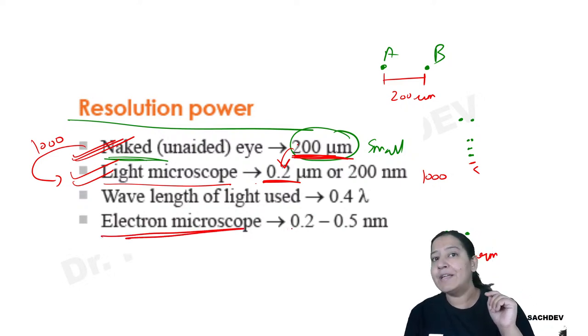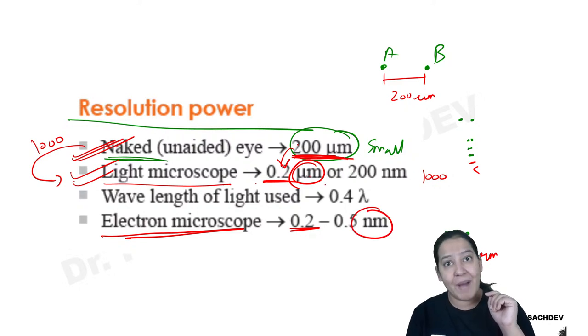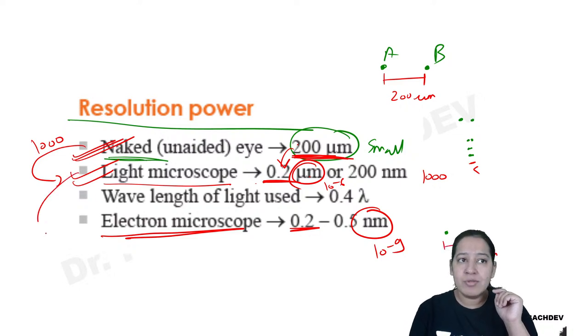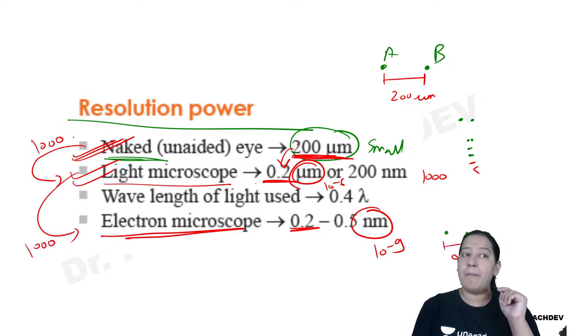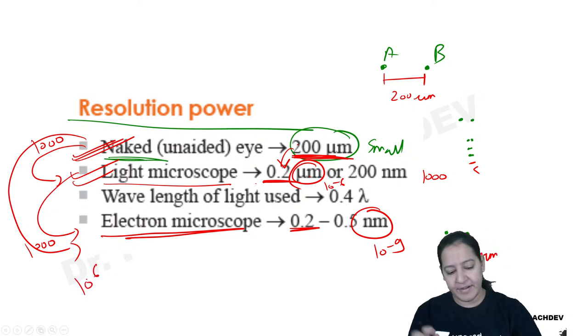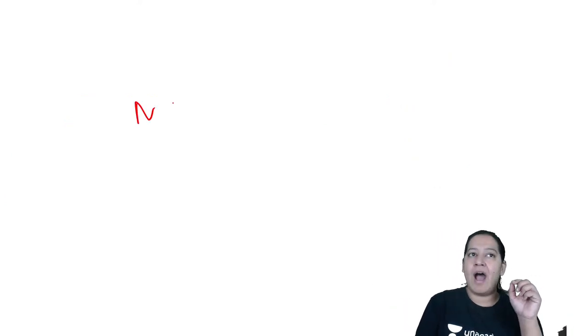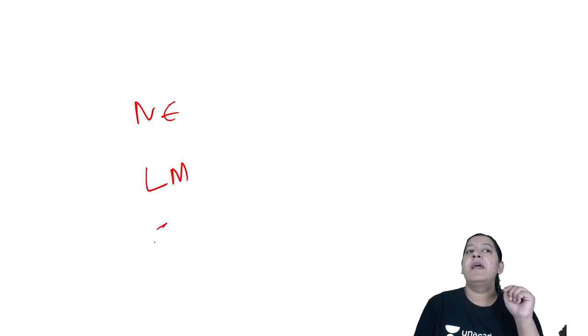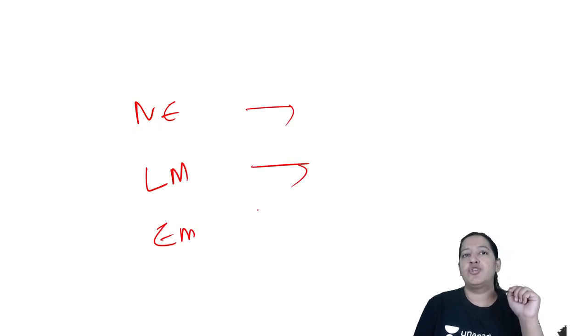It is 0.2, ye micrometer tha, ye nanometer ho gaya. Micro matlab 10 to the power minus 6 aur nano matlab 10 to the power minus 9. So again 1000 times aur better ho gaya. Ye aapka naked eye se to 10 to the power 6 times better ho gaya. Have you got it? Let me tell you again. So naked eye, light microscope, electron microscope. Tell me the resolution of each of them.